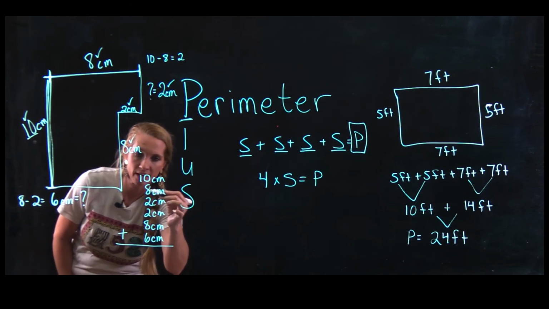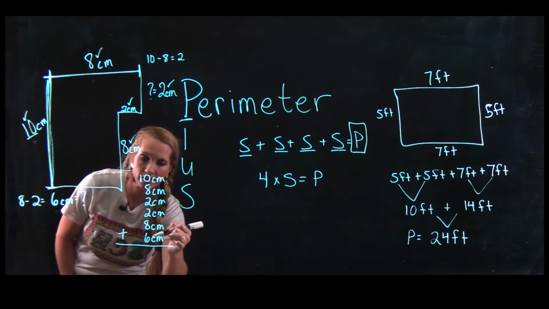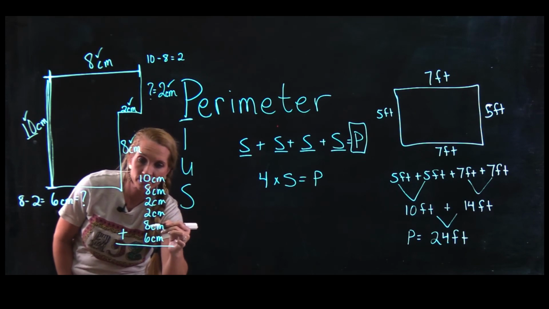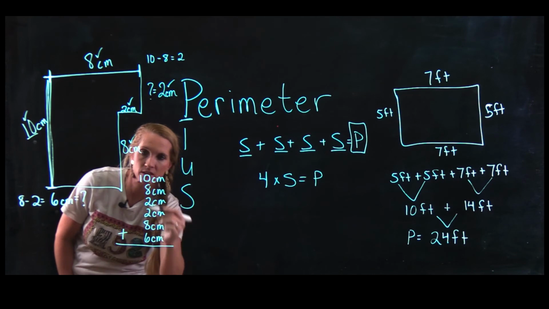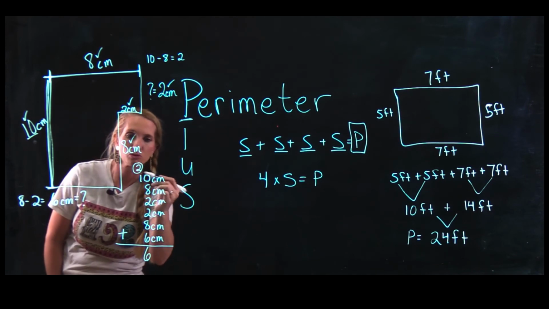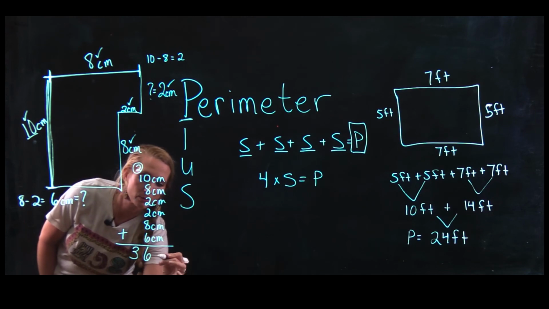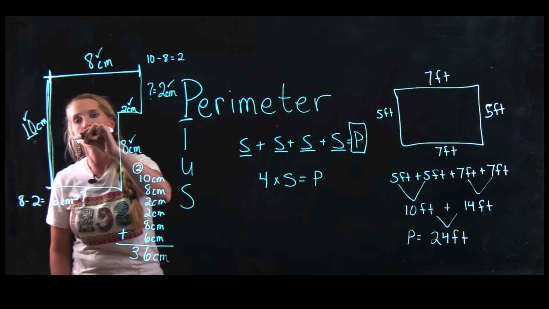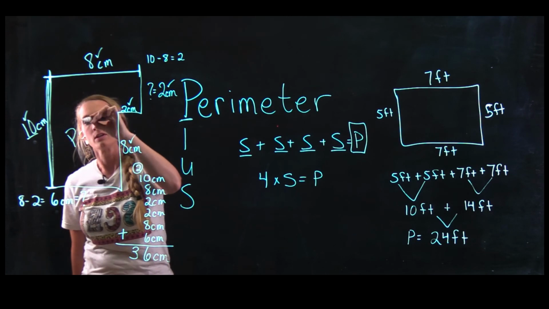Okay, so now I'm going to add up all of my sides. So I know that 8 plus 2 is 10, and 8 plus 2 here is 10. So 10 plus 10 is 20, plus the 6 gives me 26. 26 plus 10 is 36. So my perimeter here equals 36 centimeters.